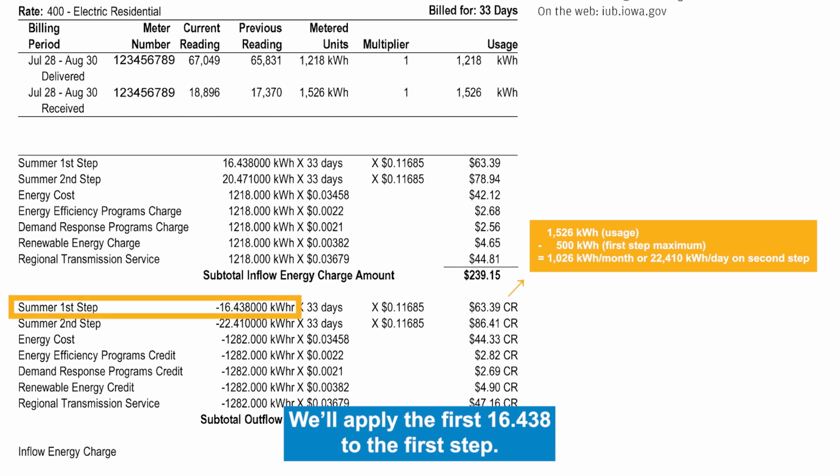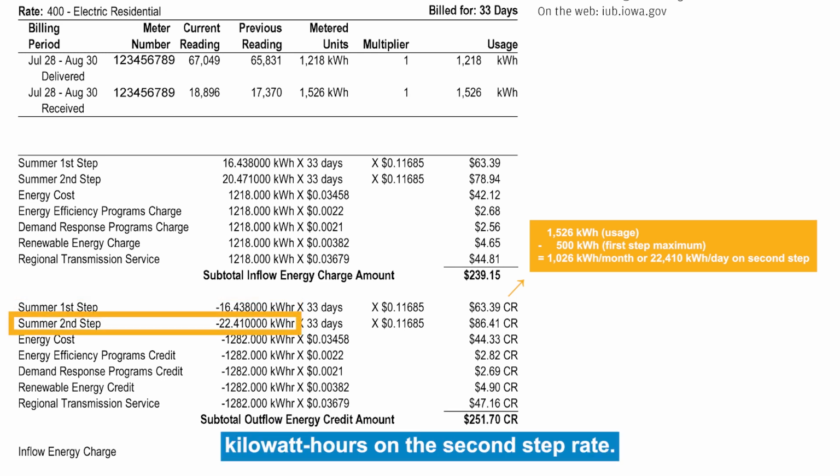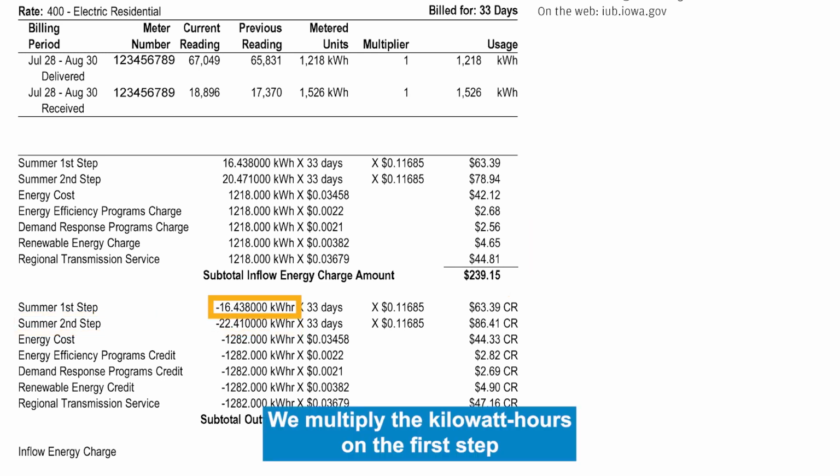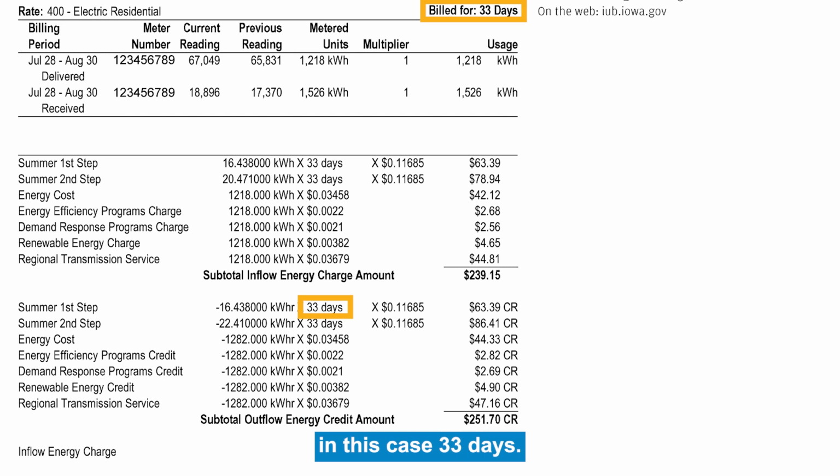We'll apply the first 16.438 to the first step, so we'll credit the customer for the remaining 22.410 kilowatt hours on the second step rate. We multiply the kilowatt hours on the first step by the number of days in the billing period, in this case 33 days.